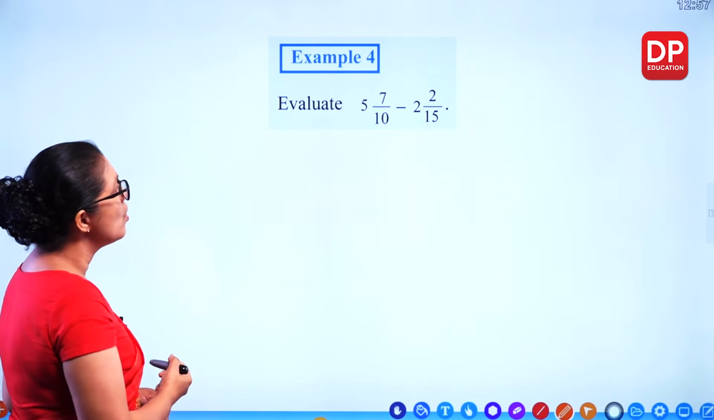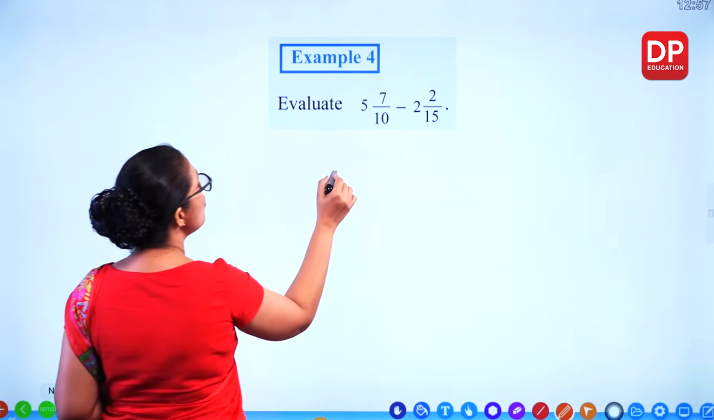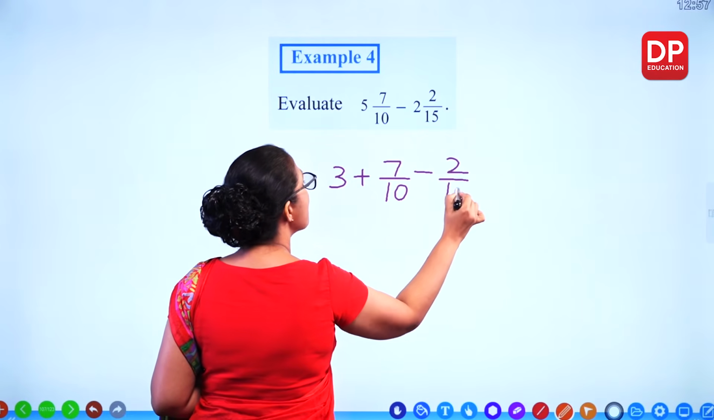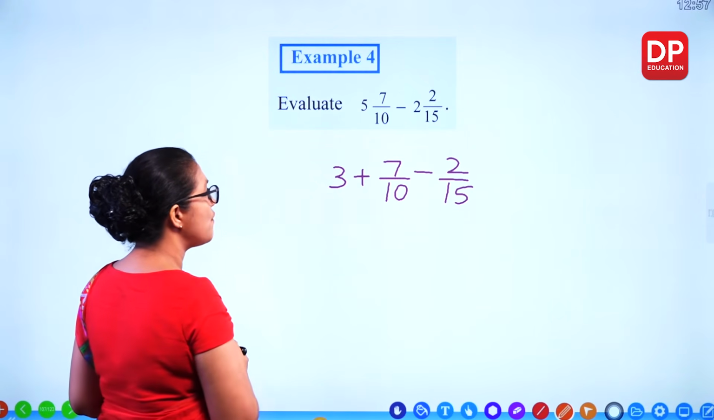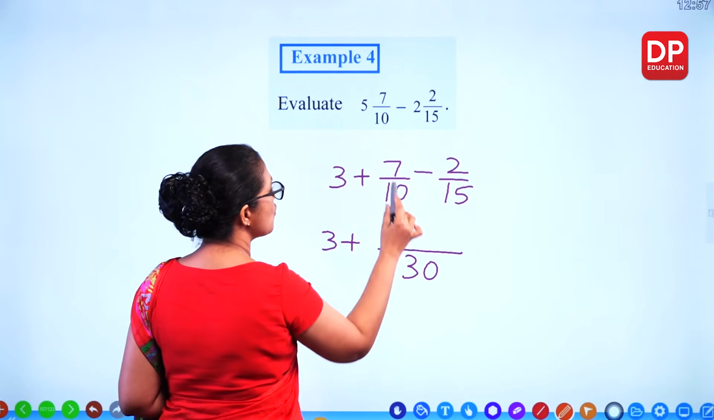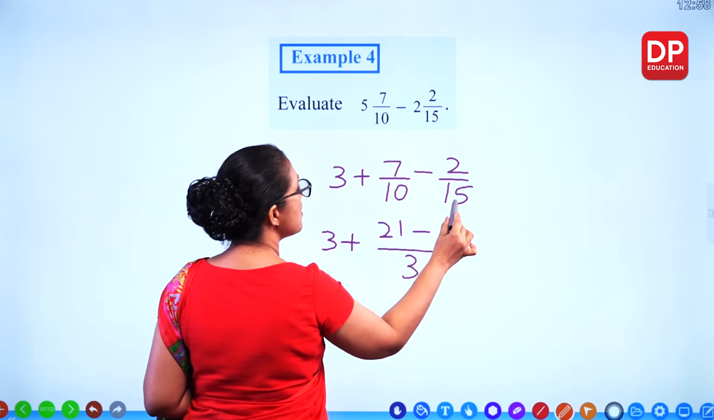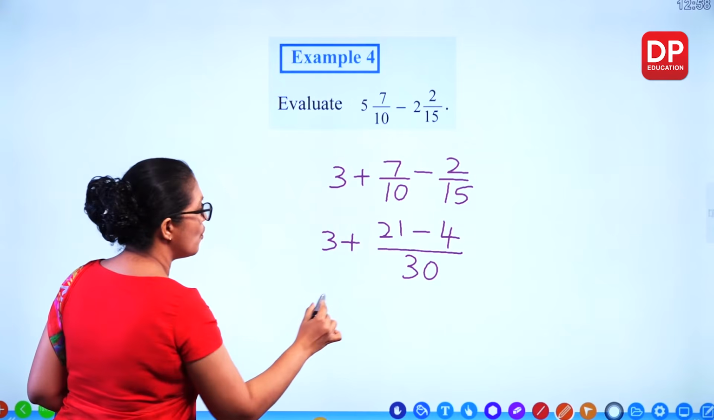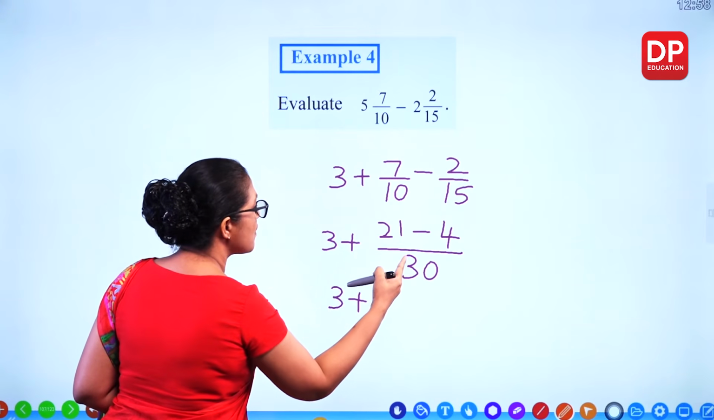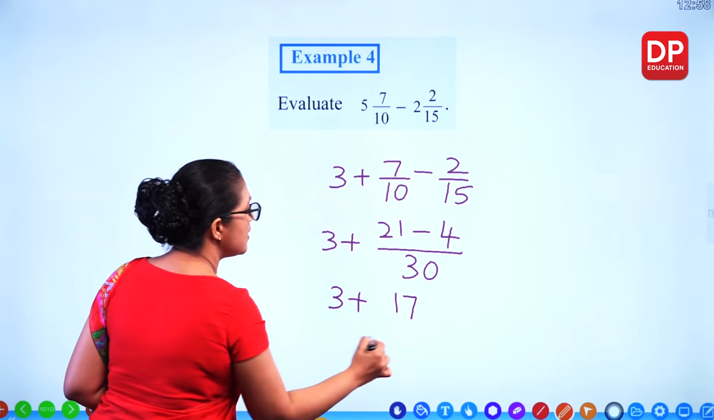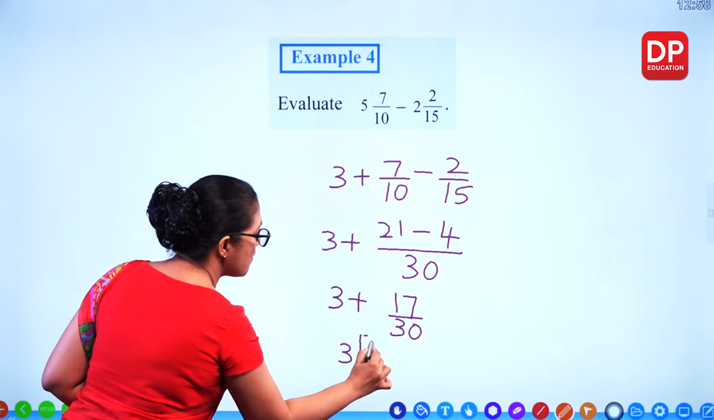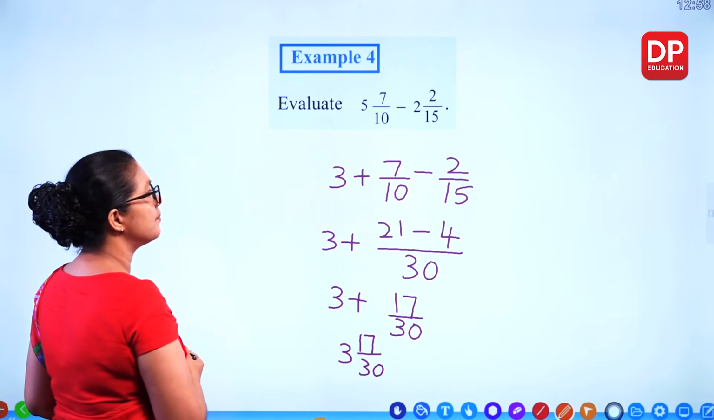Example number 4. Subtract the whole numbers. 5 minus 2, you get 3. Now subtract the fractions. Here you have to convert to the same thing. 10 and 15, what's the common one? That's 30. 10 times 3, so 3 times 7, 21. Here, multiply by 2, you get 4. So 3. And when you subtract, you get, what's the number? 7, and that's 17 out of 30. So you can write this as 3 and 17 over 30.